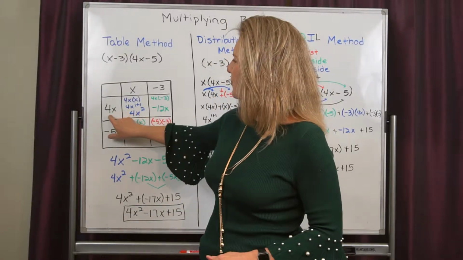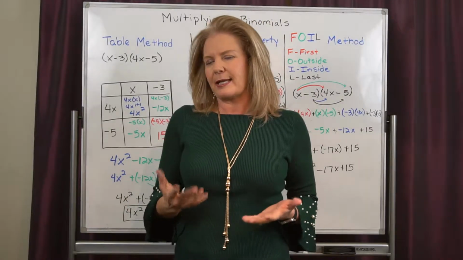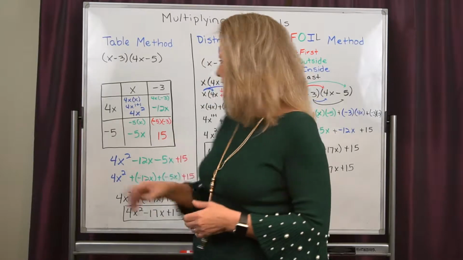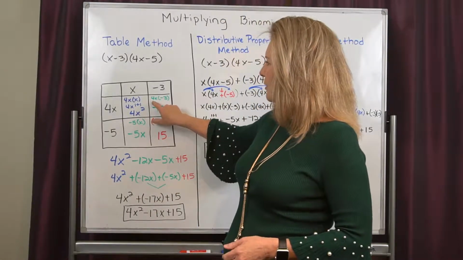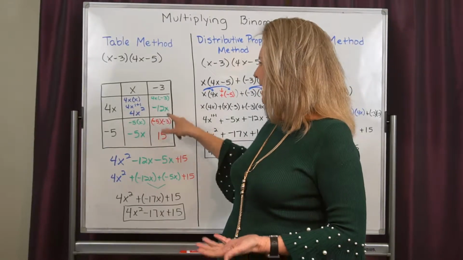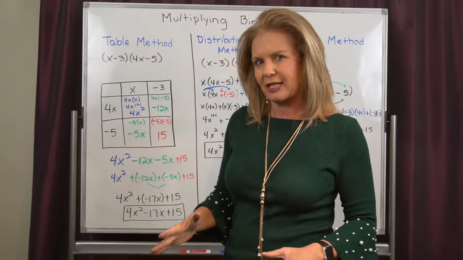Now I'm going to do 4x times negative 3. Remember that negative 3 is like a coefficient. It's really saying I have negative 3 groups of 4x. So I'm just going to multiply the 4 and the negative 3 together to get negative 12, and that x is just by itself, so that's negative 12x. So I'm done with the second set of terms.